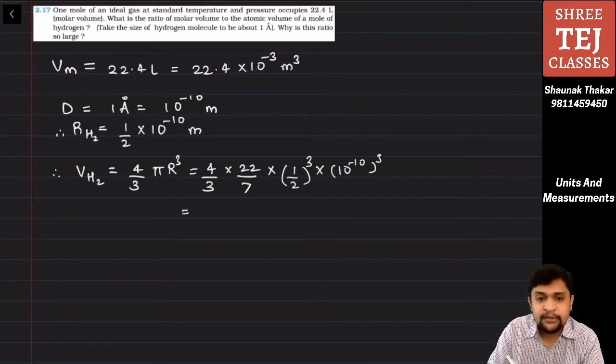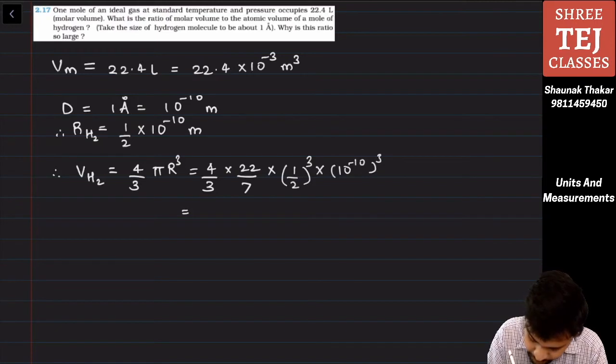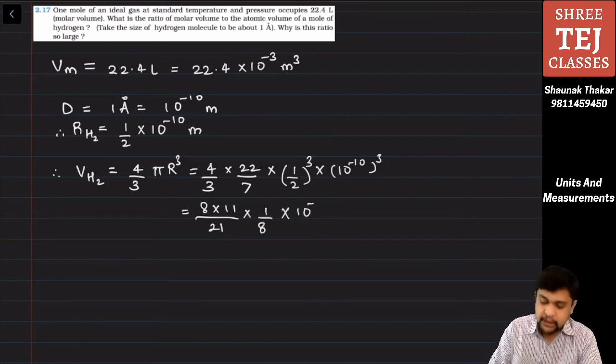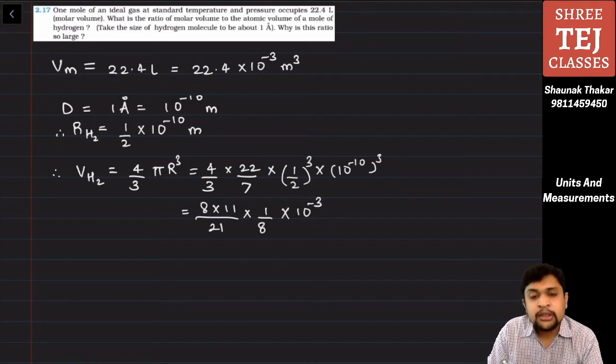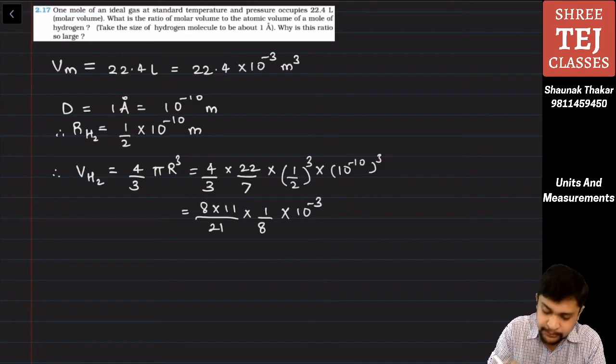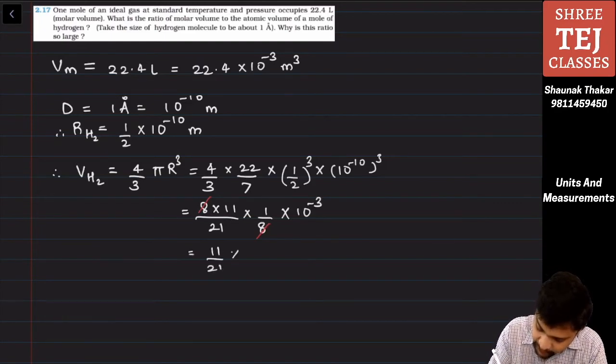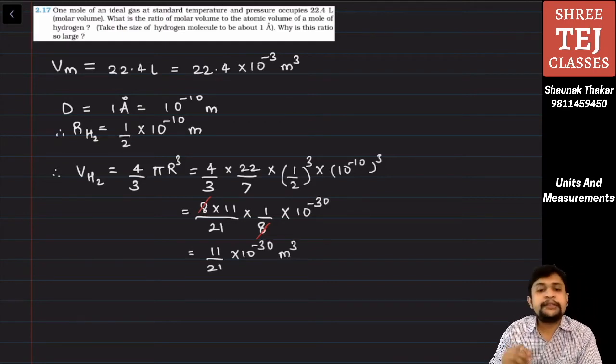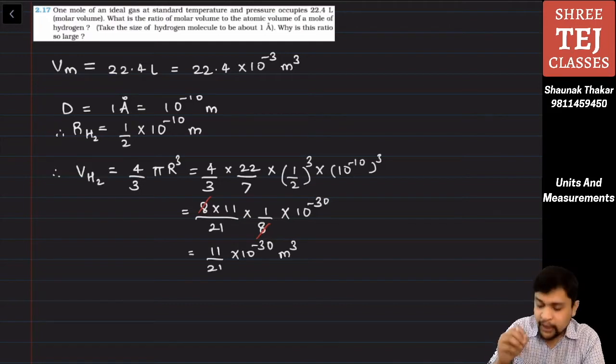So this on simplifying will become 8 into 11 upon 21 into 1 by 8 into 10 to the power minus 30. So what did I do? I removed 2 from 22, so it became 11 into 2 and multiplied it with 4. Now easily these two 8s will get cancelled. So we will get volume to be 11 by 21 into 10 to the power minus 30 meter cube. So this is the volume of one molecule of hydrogen.